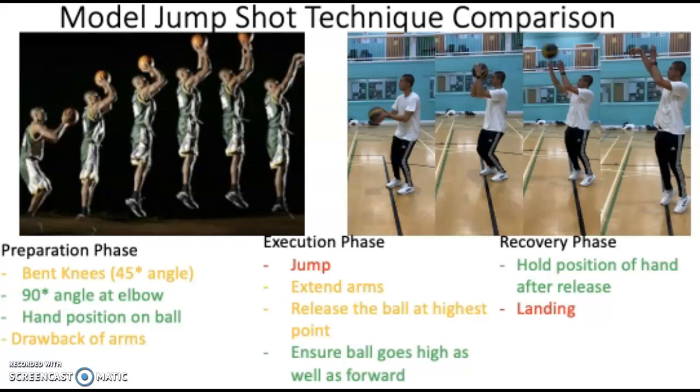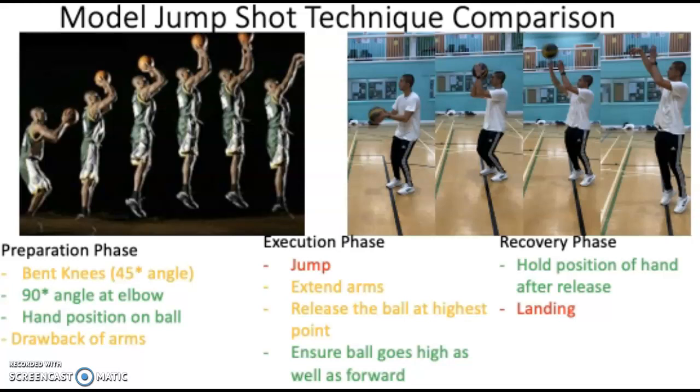The perfect model shows that a good preparation phase would include the performer bending their knees to a 45-degree angle whilst their elbow is bent to a 90-degree angle, with their dominant hand on top of the ball and their other hand supporting the ball from the side. The final part of the preparation phase is drawing your arms back and upwards until the elbow of your dominant hand has reached your eye level.